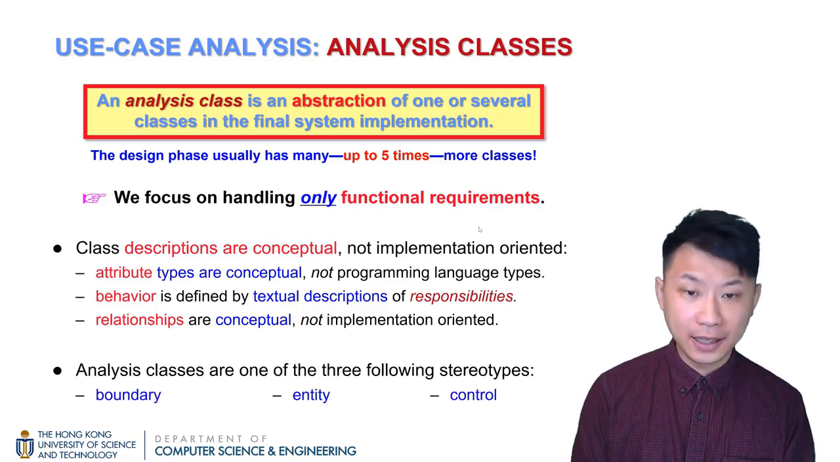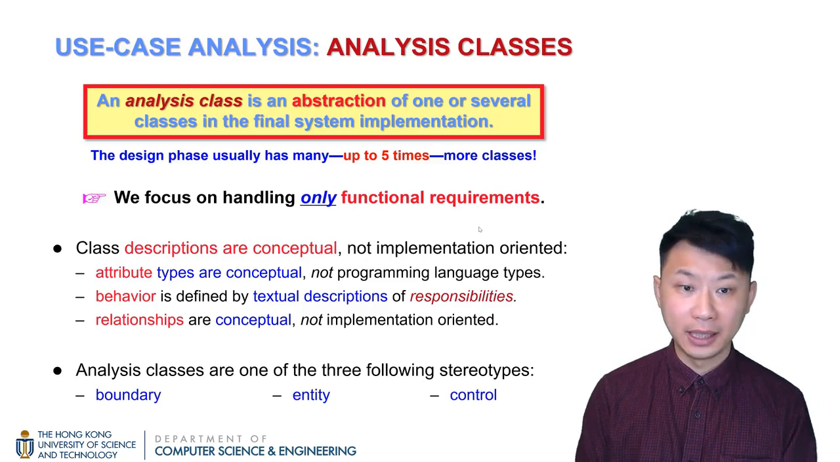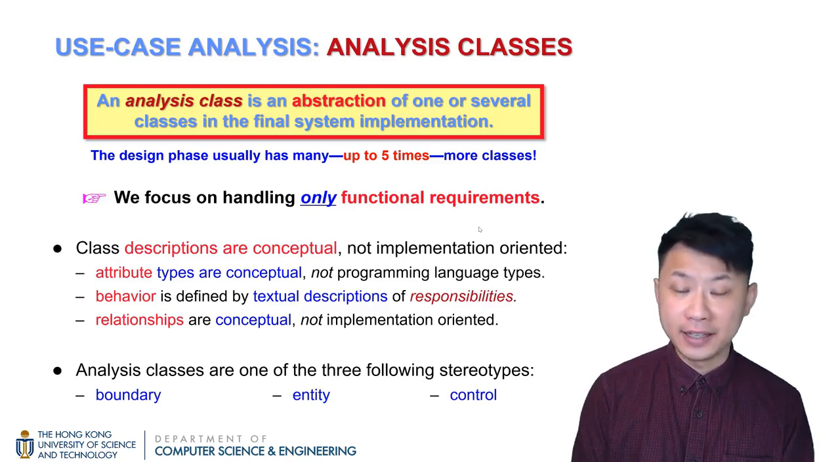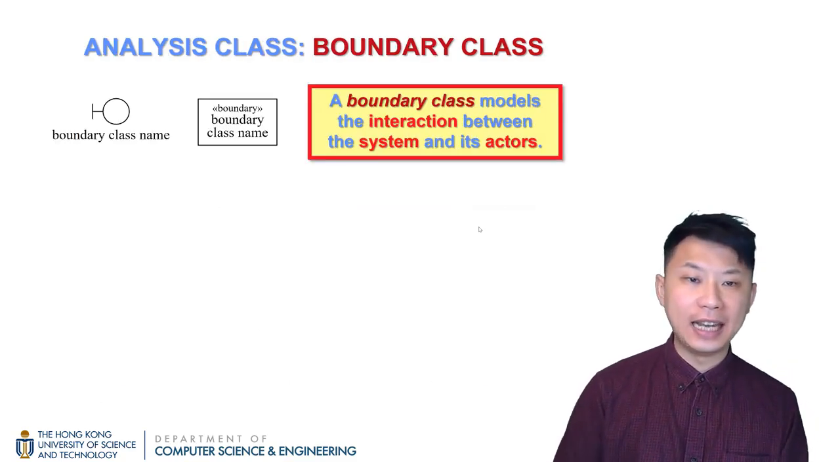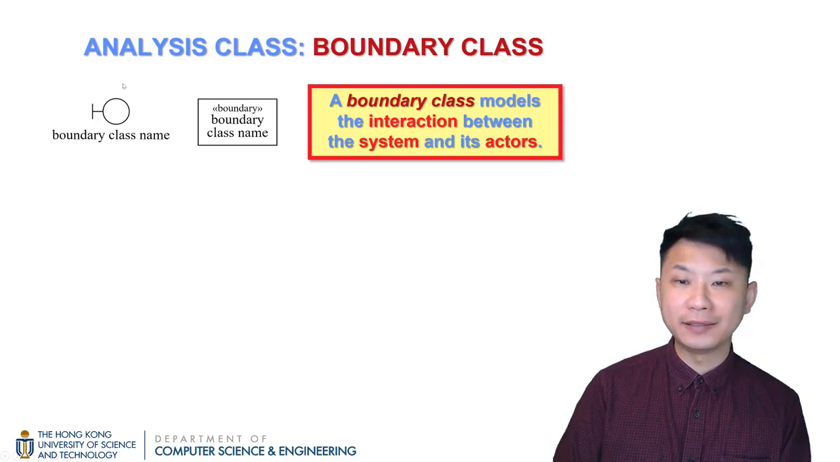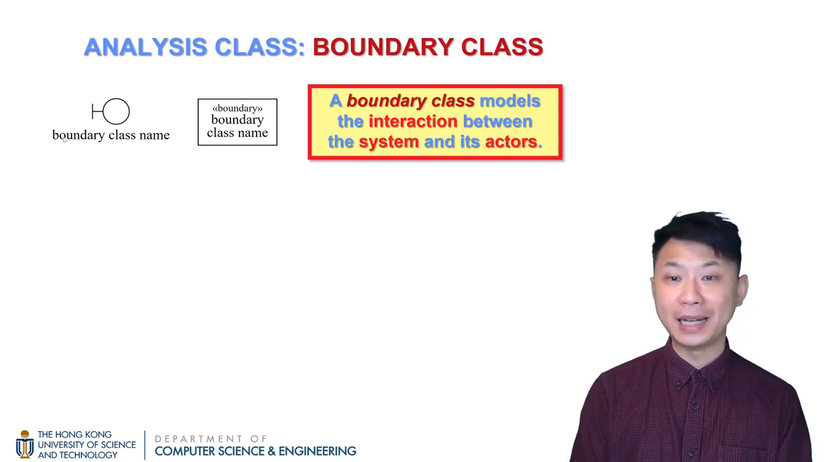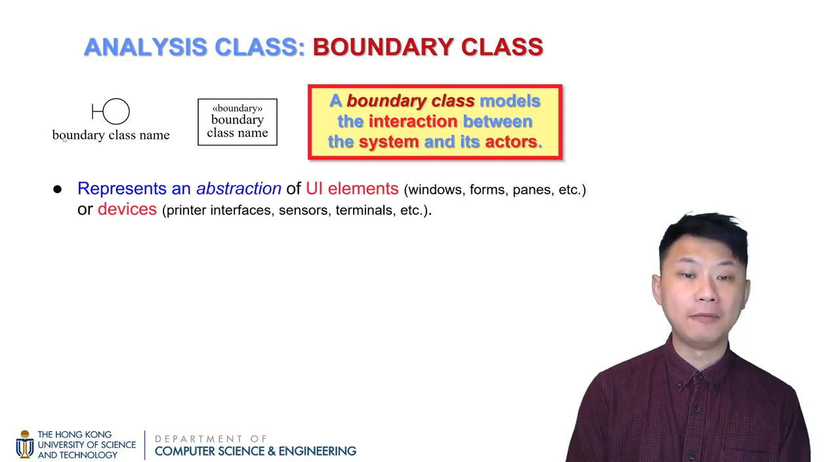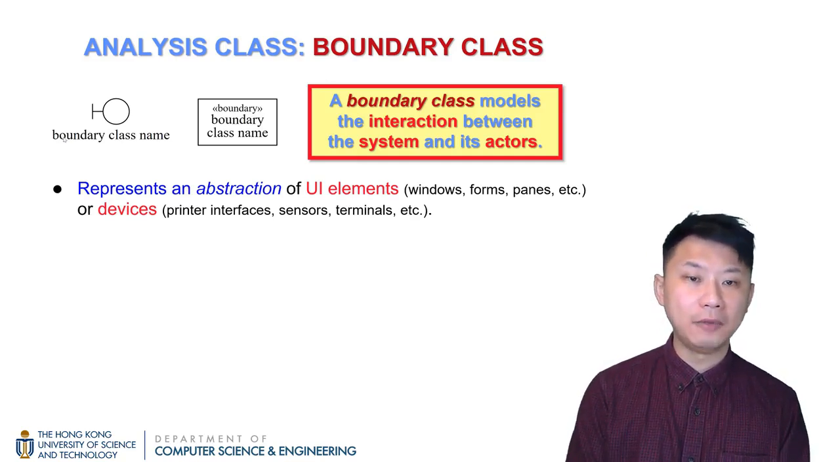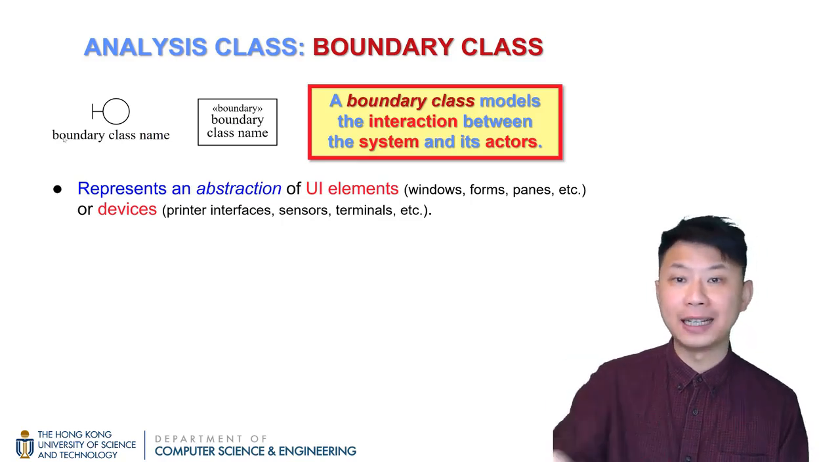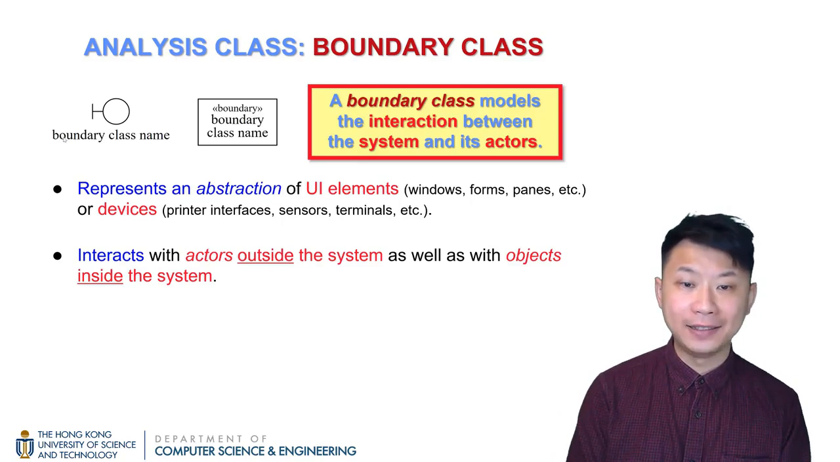And analysis classes are one of the following stereotypes. They can be either boundary, entity, or control analysis classes. So if we are talking about boundary classes, then we use this notation to denote a boundary class. And a boundary class models the interaction between the system and its actor. And it represents an abstraction of UI elements or devices that we need for a particular functionality. And it interacts with actors outside the system as well as objects within the system.